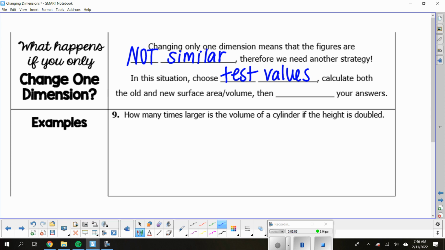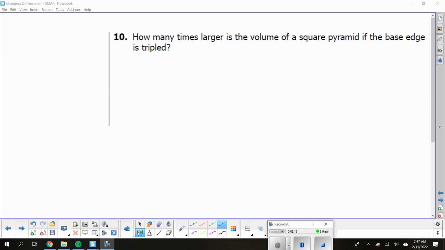We calculate both the old and new surface area or volume, and then we compare our answers. So let's do this looking at number 10 instead. How many times larger is the volume of a square pyramid if the base edge is tripled? What's happening here is we are only going to be changing one of our dimensions instead of changing all. So I'm only changing my base edge.